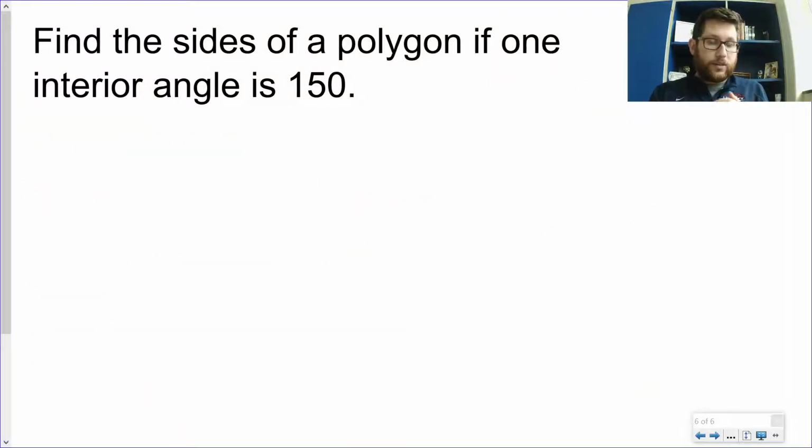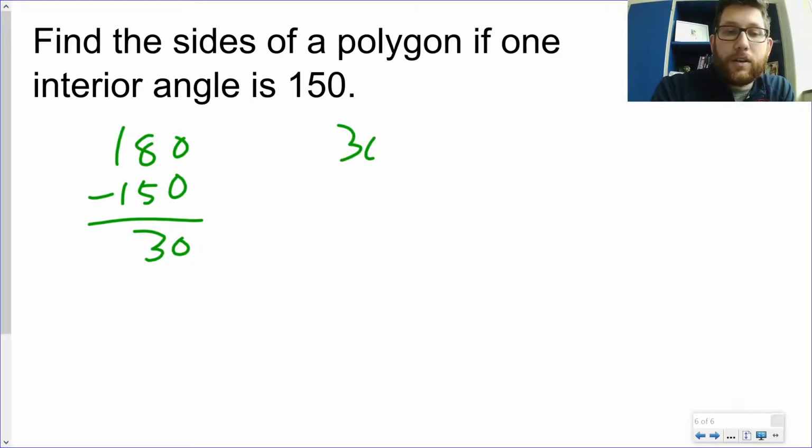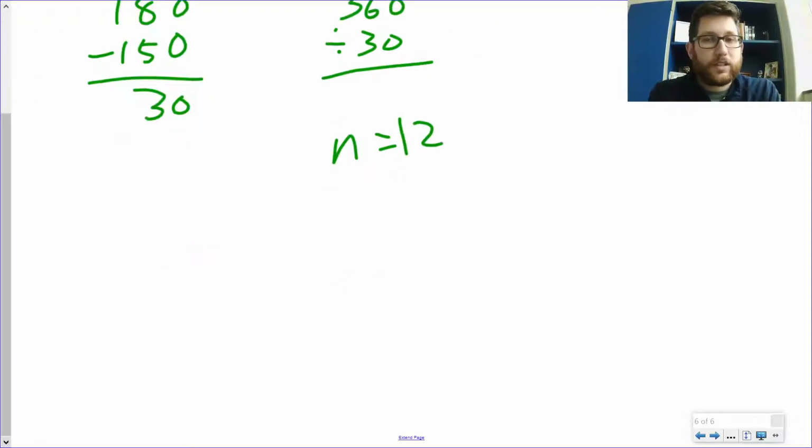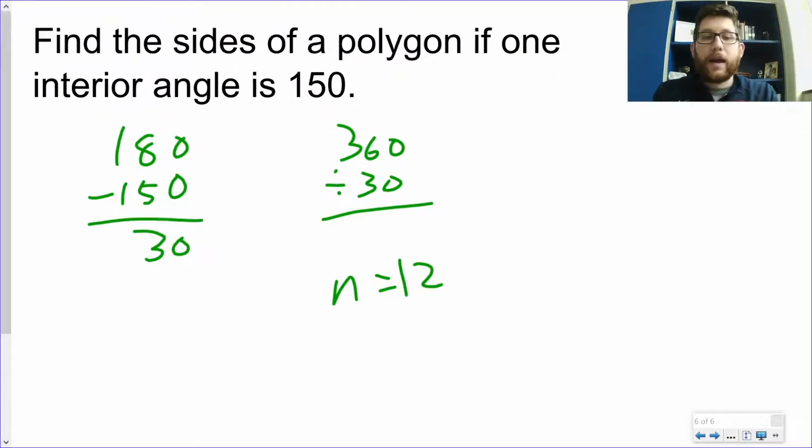So let me show you on this next one. We'll do the really fast, simple way. The interior angle is 150. So what am I going to do? I'm going to find the exterior angle. My exterior angle is 30 degrees. All I'm going to do is 360 divided by 30. What's my final answer? I end up with n is equal to 12. Done. That's all you've got to do. Subtract from 180, divide 360 by that number. 12 sides, that would be a dodecagon.